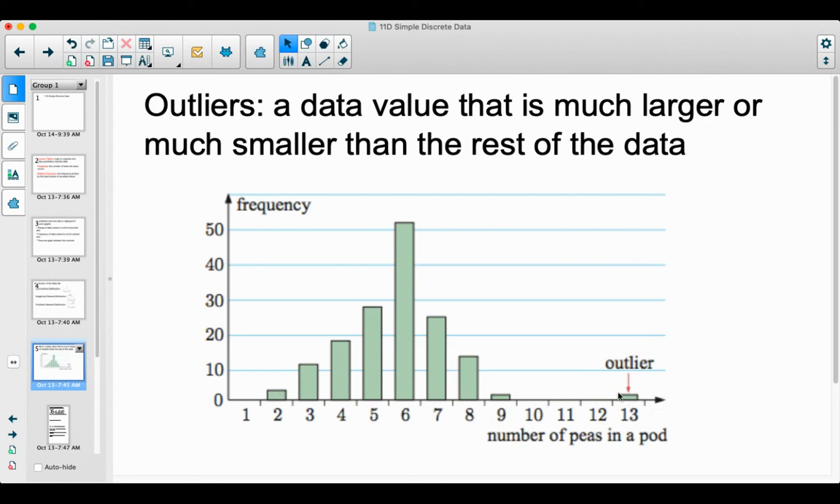But this would be an example. Here's the number of peas in a pod. So you have two, three, four, five, six, seven, eight, nine, and then we had one pea pod that had 13, which is very unusual actually. And then your frequencies, the number of times that it happened, is over here. So a two is happening around two or three times. A three is about 11. A four showed up like 18 or 19 times, as you counted.